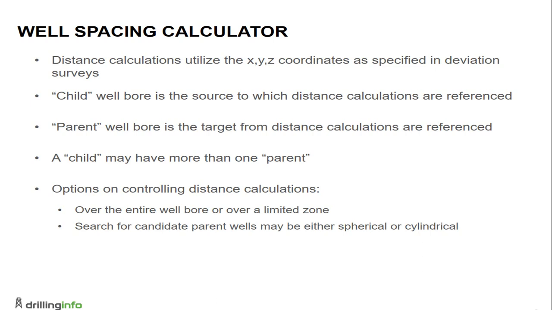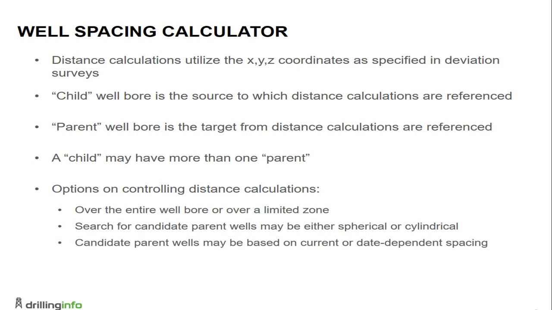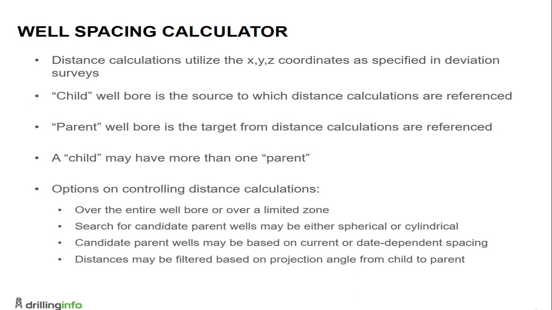Maximum distances are used to filter candidate parent wells. Candidate parent wells may be based on either current spacing or filtered to spacings that occurred at specific time intervals relative to some reference date in the child wellbore. Typically, reference dates include spud date, completion date, first production date, and so forth. Distances may also be filtered to the projection angle from the sample point in the child wellbore to the sample points in the parent well. Examples of the utility of this option are given in the usage tips and examples video. Results from the distance calculations may be saved as either well logs or as wellbore scalars.